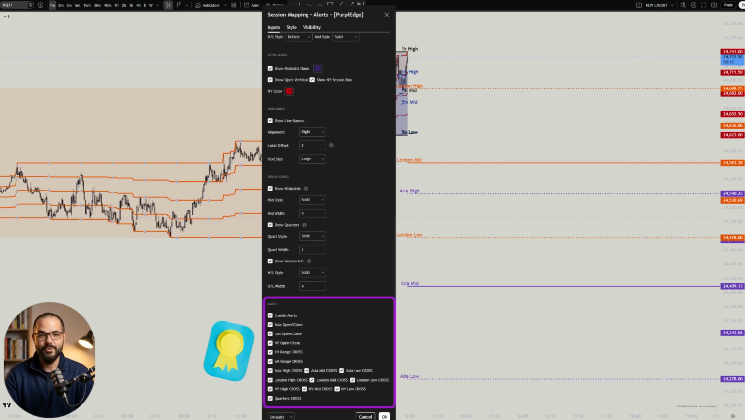Finally, for our elite users, we have the Alerts suite. You can set the system to notify you for almost anything: session starts, range breakouts, or when price reaches a specific midline or quarter. This ensures you never miss a high-probability move, even when you're away from your desk. Don't forget to activate the alert using TradingView alerts.